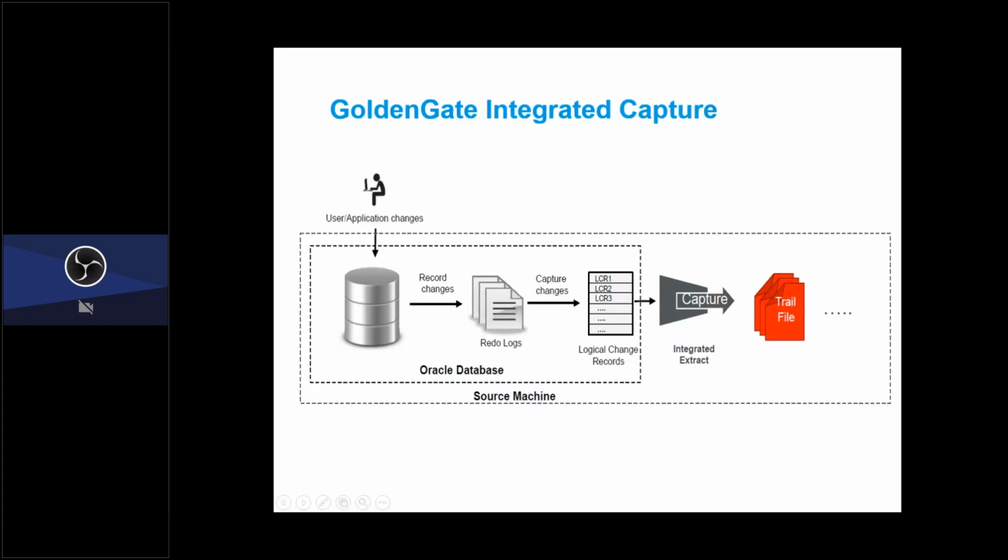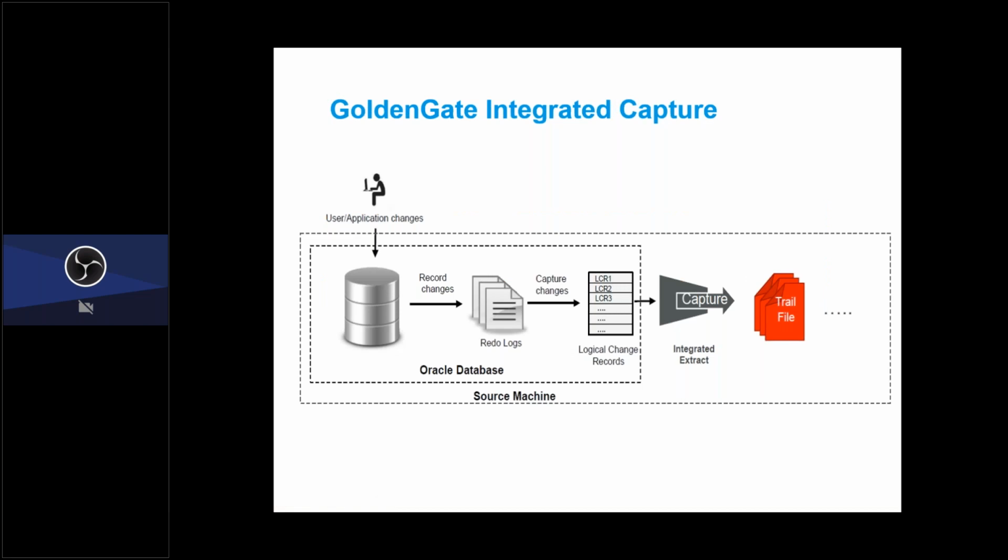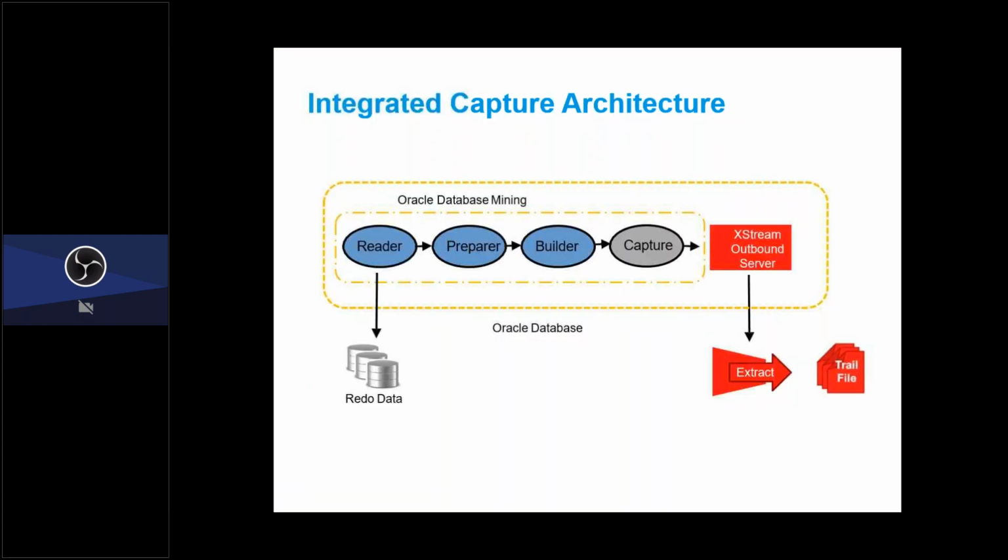Okay, so now how does integrated capture work? I said that integrated extract is faster than the classic one. How come integrated extract is faster? Another question is answered for you. So internally, when you configure integrated extract, 4 processes are there which work in this way.